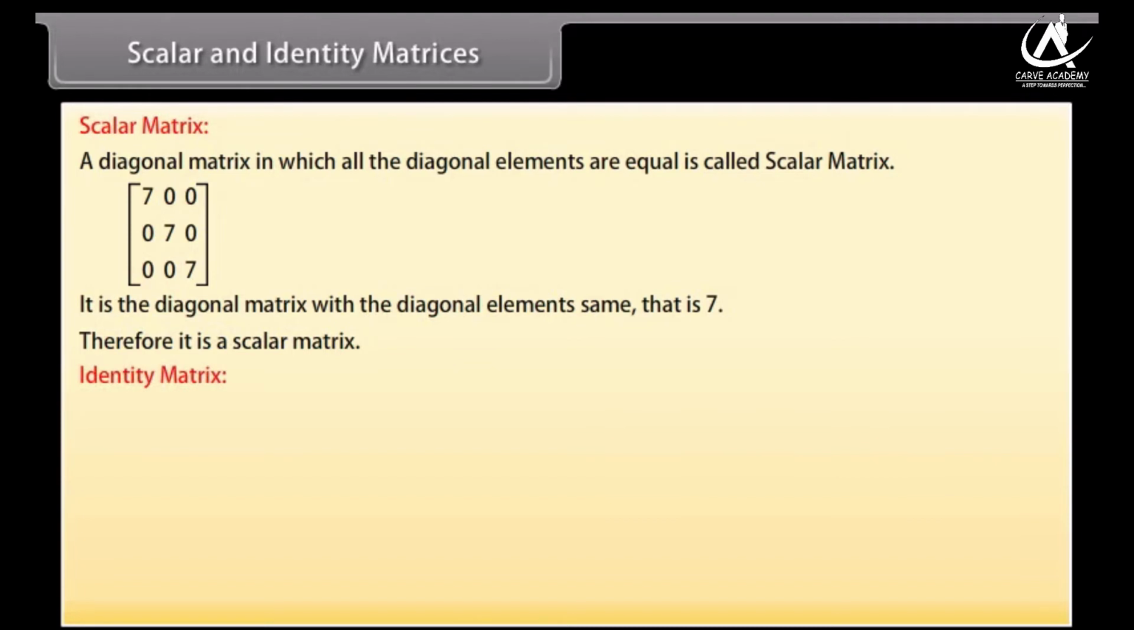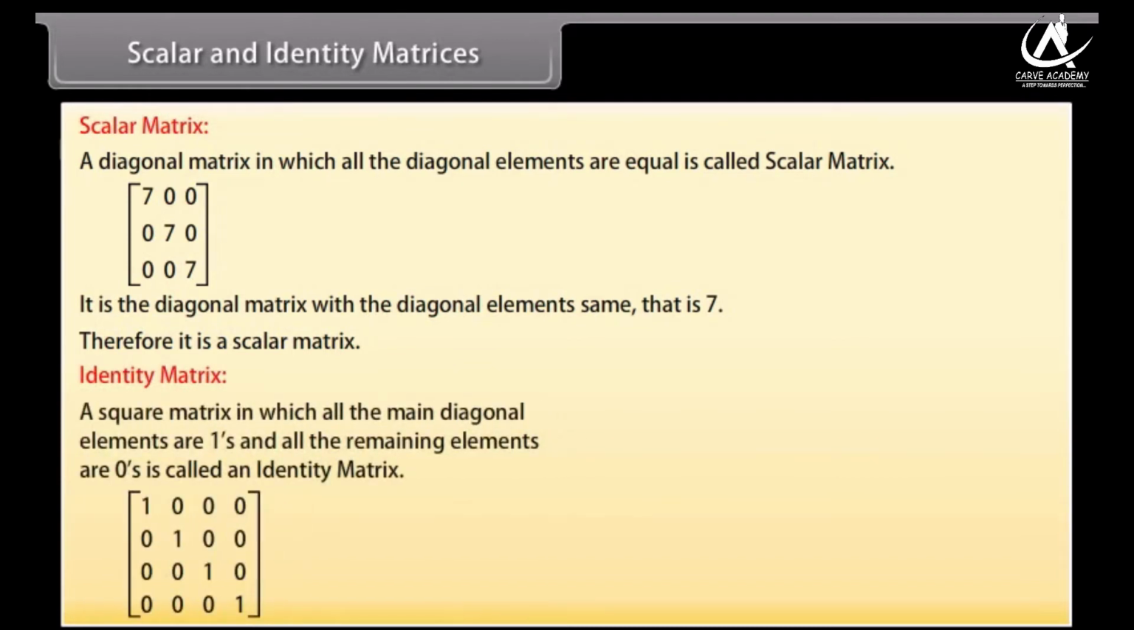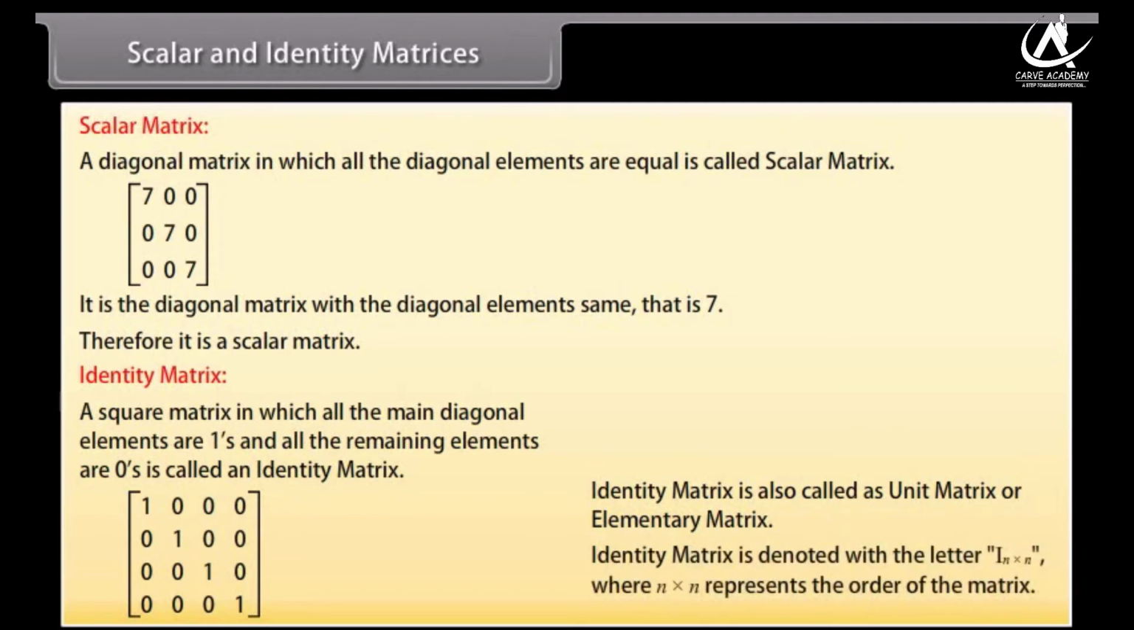Identity matrix. A square matrix in which all the main diagonal elements are 1s and all the remaining elements are 0s is called an identity matrix. Identity matrix is also called as unit matrix or elementary matrix. Identity matrix is denoted with the letter I n by n, where n by n represents the order of the matrix.